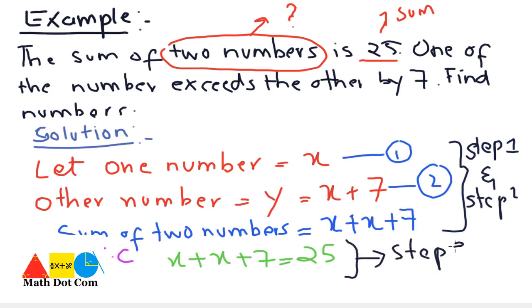Now we are moving towards step number 4, that is, solve the equation for the unknown. Here the unknown is x. We have to find this, and on the basis of x we will find y, that is the other number. Okay, we will solve it as x plus 7 is equal to 25. This is the equation.